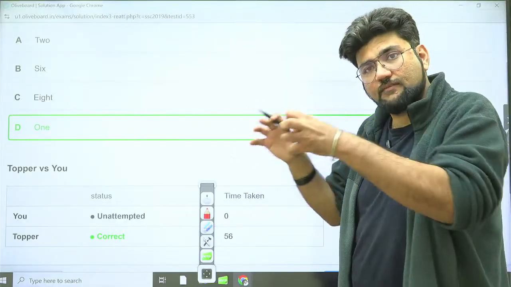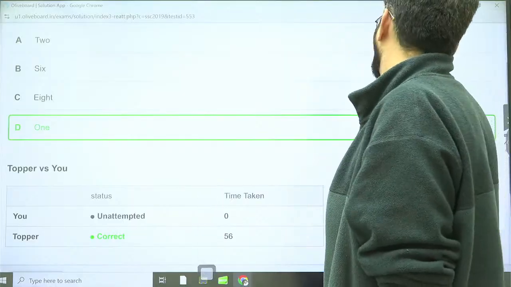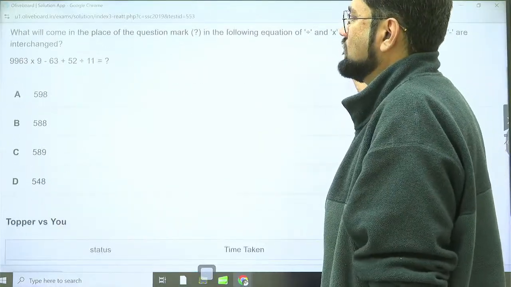56 seconds again. Why? Because picking up the letters, arranging them one by one, you have to be adept at this. You can't spend so much time thinking and calculating. It has to come directly.